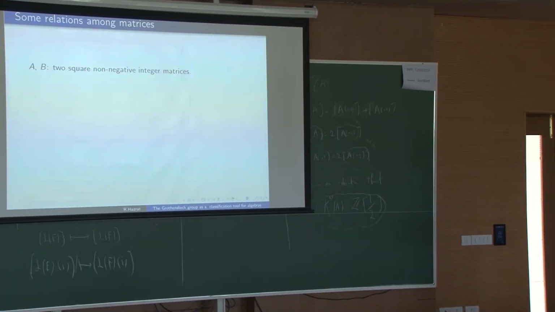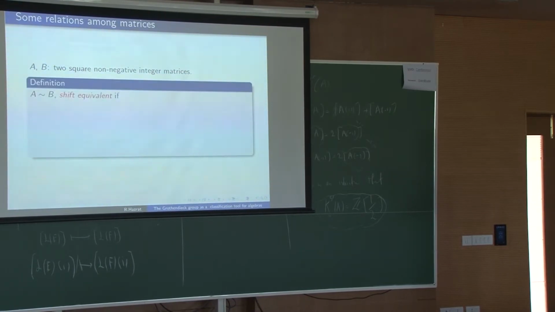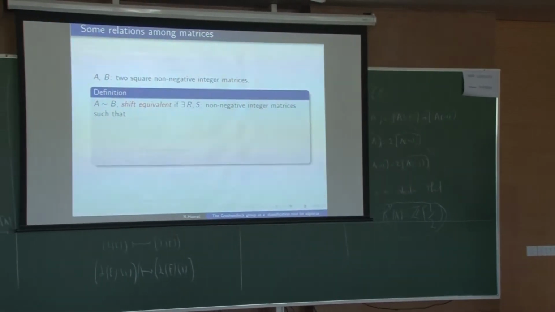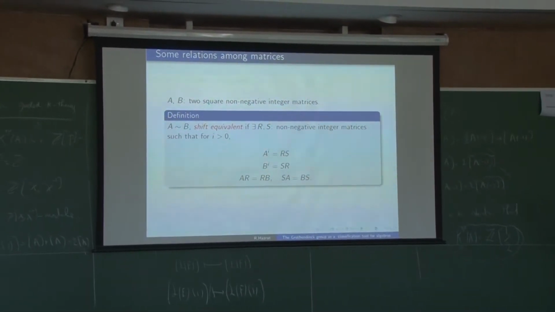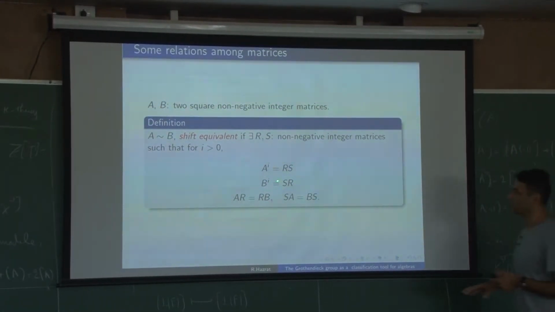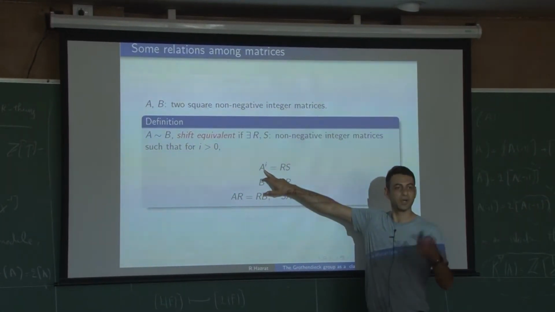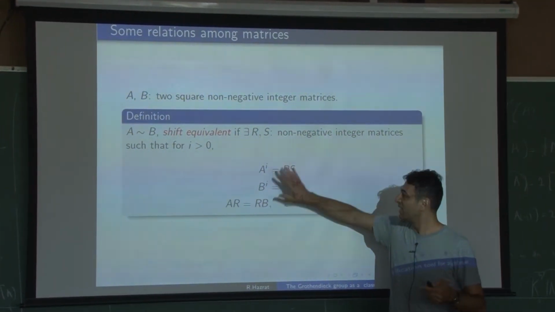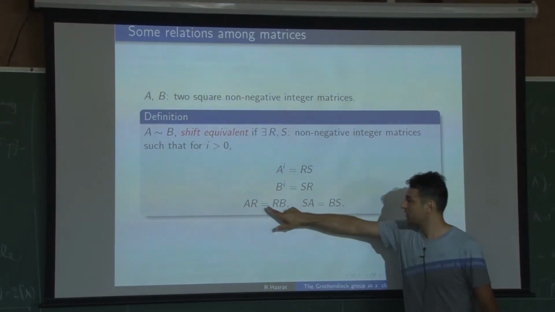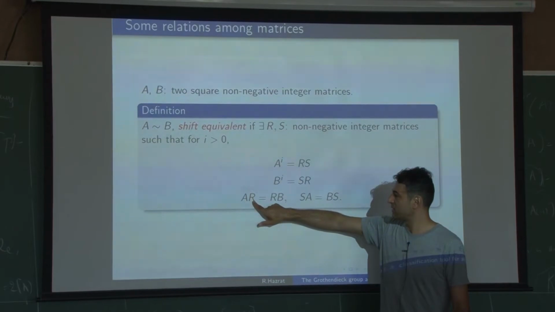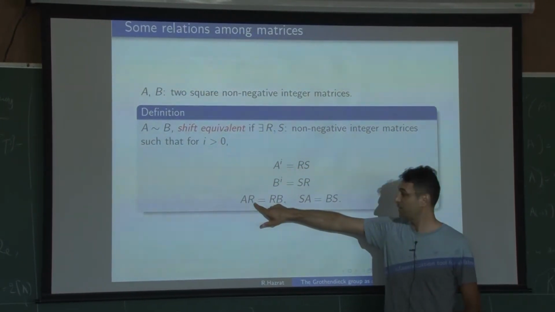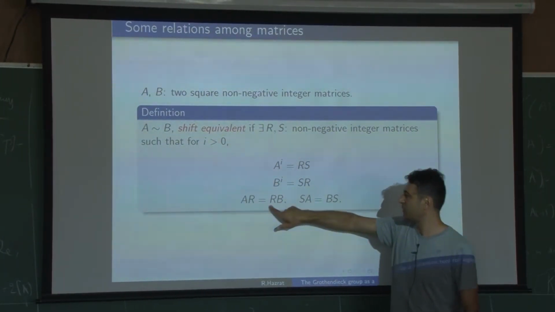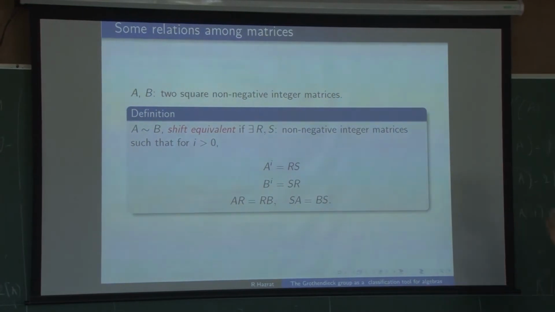So now, A and B are matrices. You fill them with non-negative integers. Now, what is shift equivalent? Again, you find R and S, could be rectangular, such that this time R times S, well, you don't recover the whole A, but you recover some power. And if you flip them, you recover the same power for B, and you have some sort of commutativity here. If it happens that R is invertible, which oftentimes is not, that means A and B are conjugate. So this is the definition of A and B being shift equivalent.